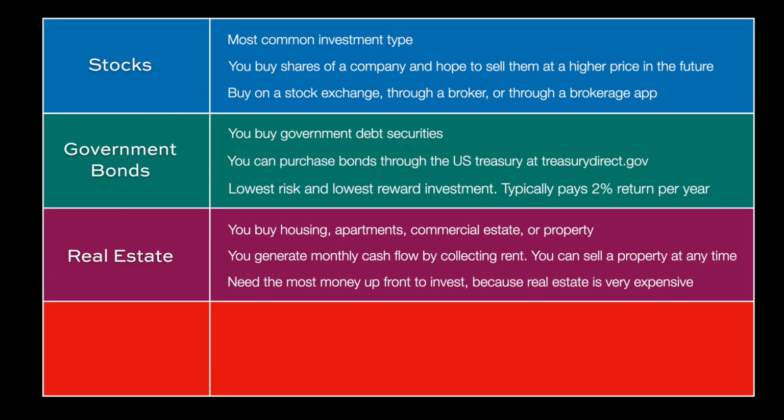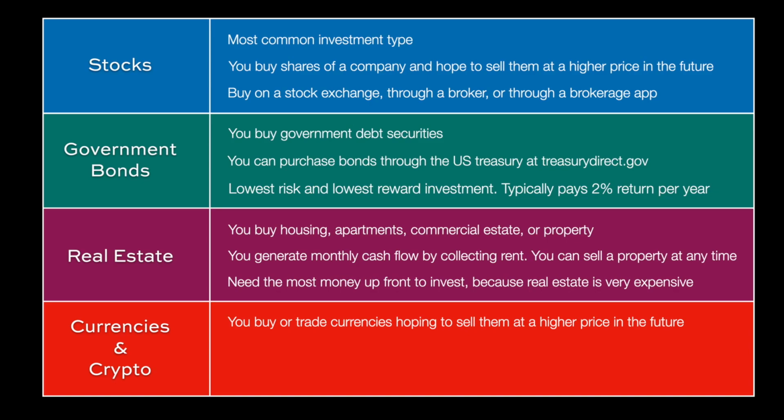And the final category is currencies and cryptocurrencies. This is when you buy or trade currencies hoping to sell them at a higher price in the future. Again, it's very similar to buying stocks where you purchase a currency and you just hope to sell it at a higher price than what you bought it at. This can be national currencies, like you can trade US dollars based off Japanese yen or euros or vice versa, or it can be cryptocurrencies such as Bitcoin and Ethereum. There's a lot more cryptocurrencies than Bitcoin and Ethereum. Those typically are the most known and the most popular.